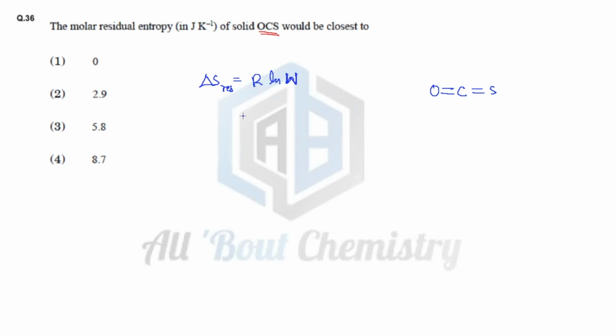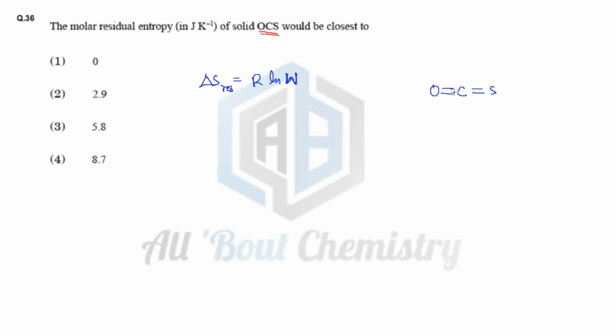So that's what W is. Now, how to find out the number of arrangements for this? For that, you have to consider how this particular group in the solid form is going to be arranged. What are the different arrangements which it can have?